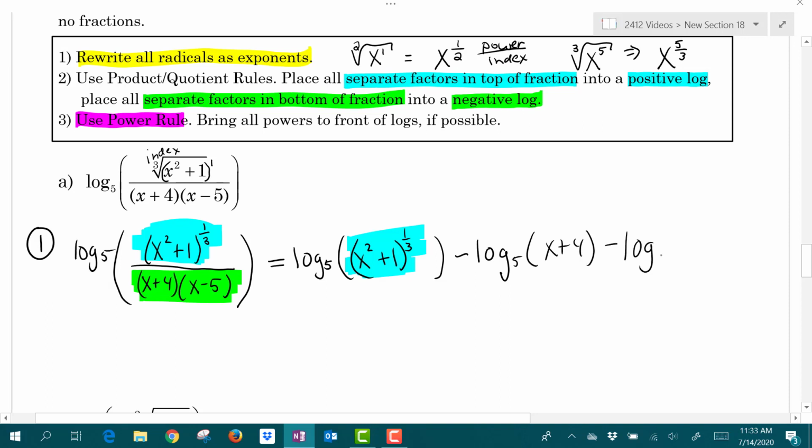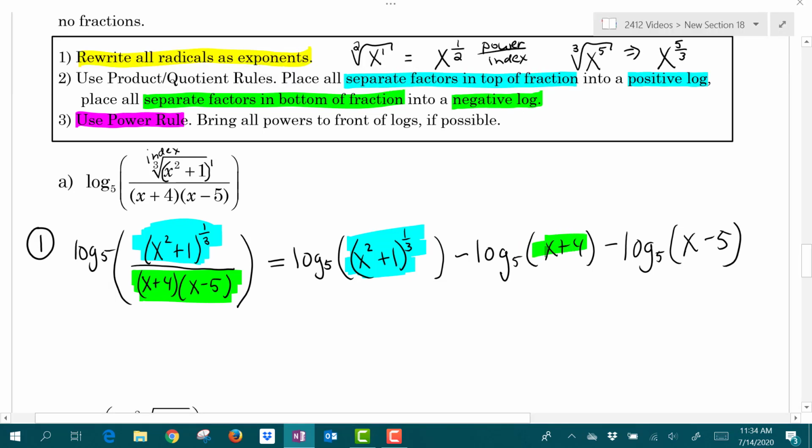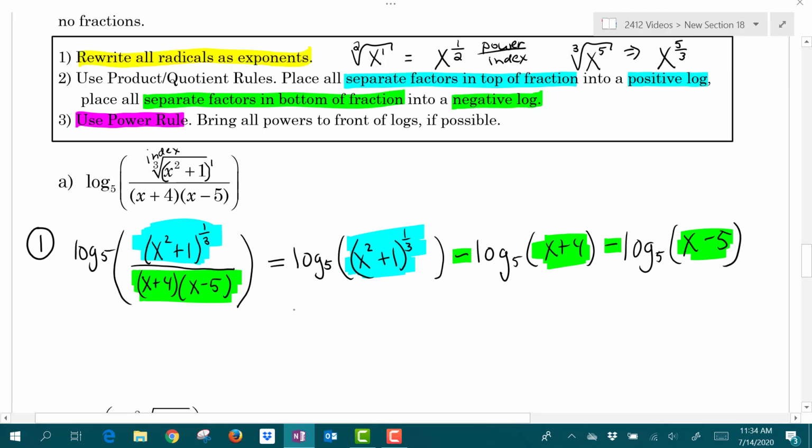So anything that's multiplied together at the bottom goes into its own log of the same base, but we put a minus sign in front of those logs. Okay, so key there is that minus sign. Okay, so that's step 2.